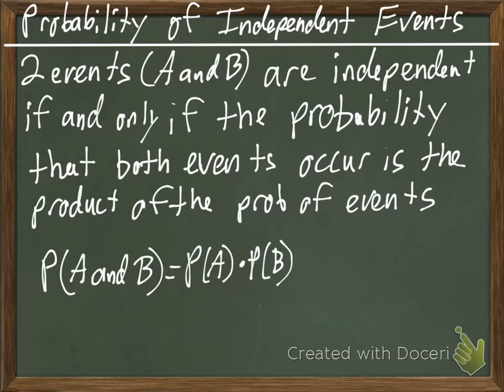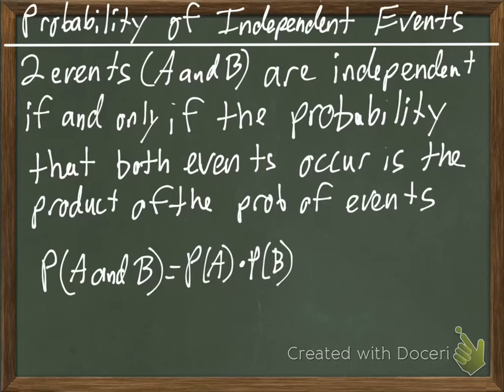Okay. So let's talk about the probability of independent events. And this is a long old definition here. So let's take a deep breath and do it. Two events, A and B, are independent if and only if the probability that both events occur is the product of the probability of the events. So this is the probability of A and B. So we're seeing the probability of A and the probability of B. We're trying to figure out these two things.